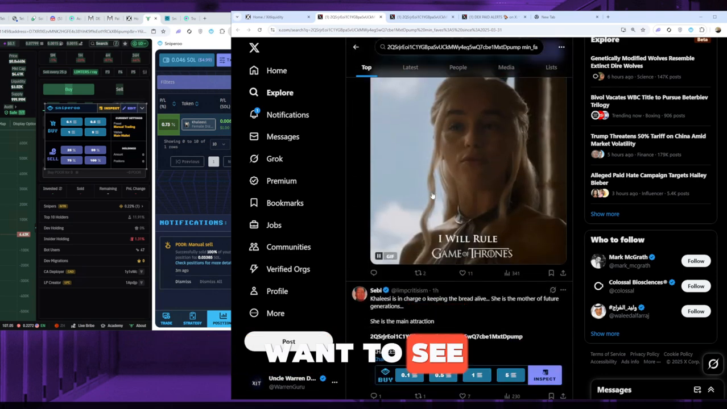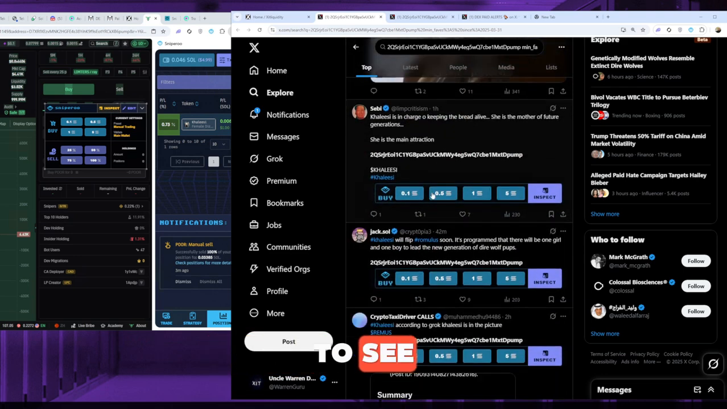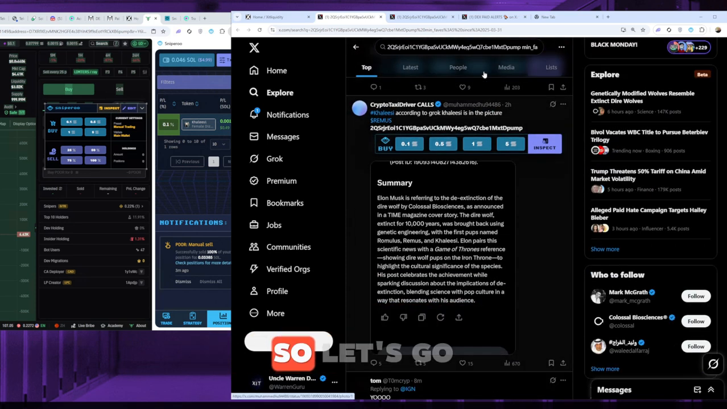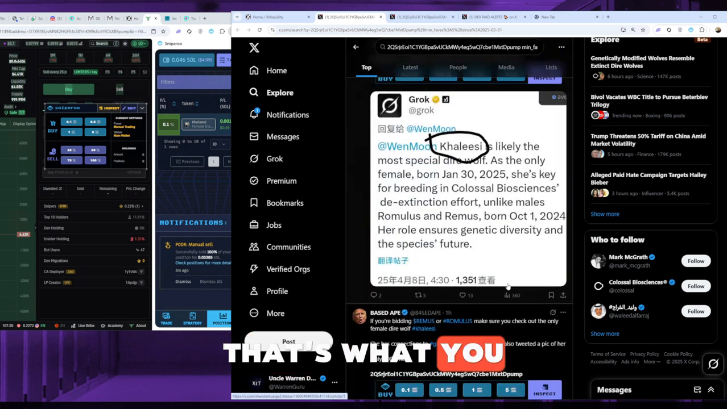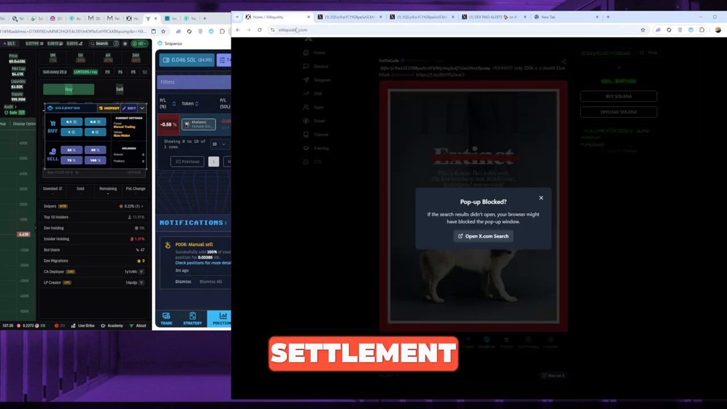Also, what you want to see is obviously not being bundled. So let's go back to Exit Liquidity. As you can see, I'm scrolling down. There's a lot of blue checks. That's what you want to see with the community settlement.